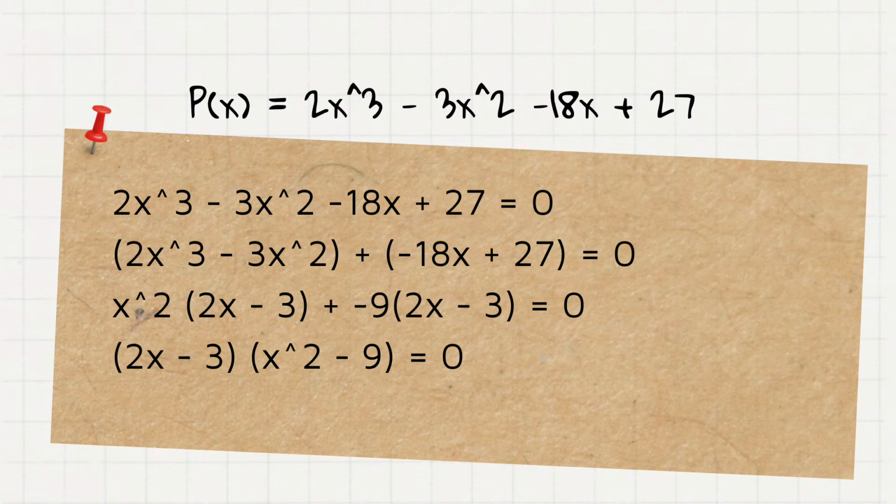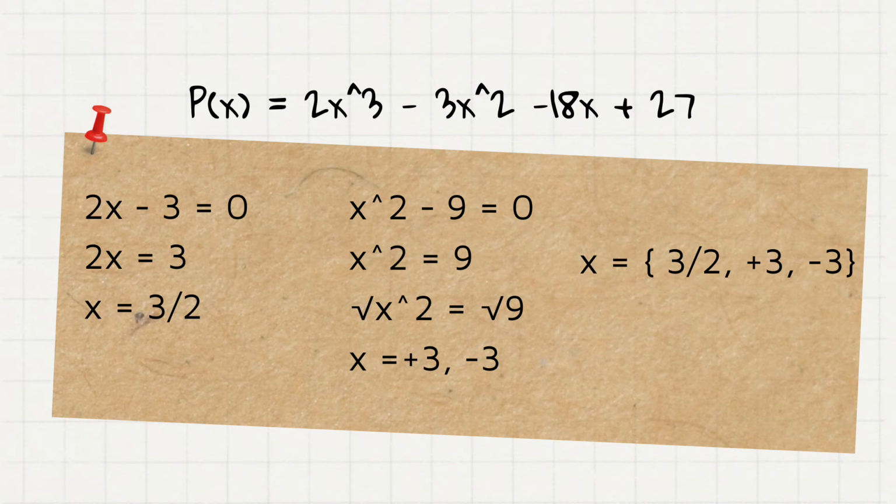x squared multiplied by the quantity of 2x minus 3 plus negative 9 multiplied by the quantity of 2x minus 3 equals 0. We can factor out 2x minus 3, so we are left with the quantity of 2x minus 3 times the quantity of x squared minus 9 equals 0. Now we can solve for x on each set. x is equal to 3 over 2, and the square root of 9 is positive and negative 3. So x could be either 3 over 2, positive 3, or negative 3.